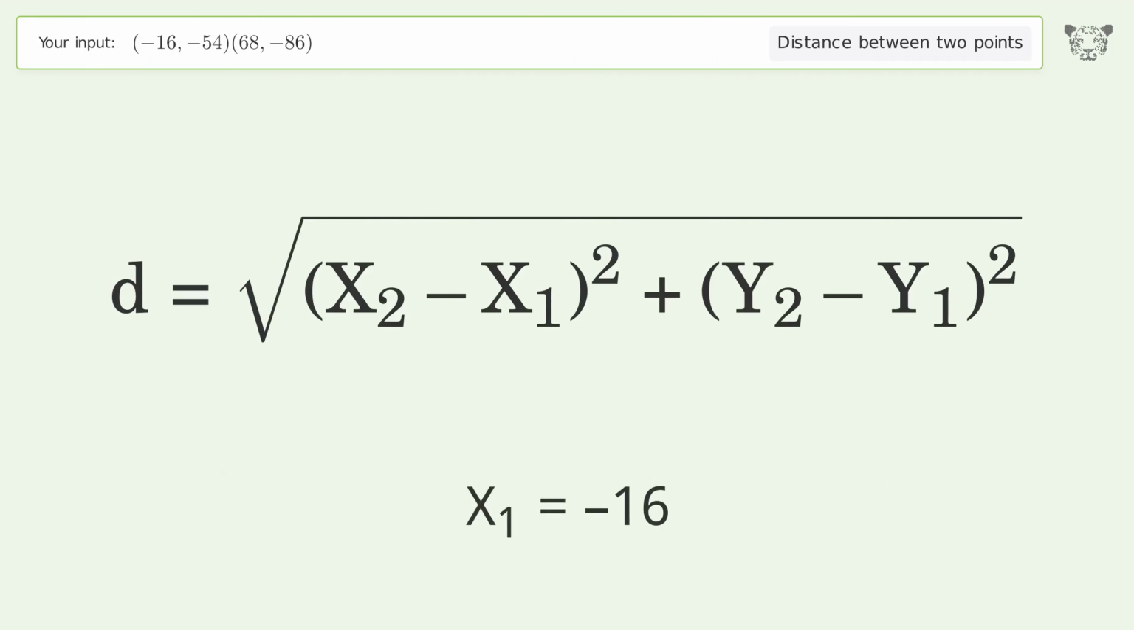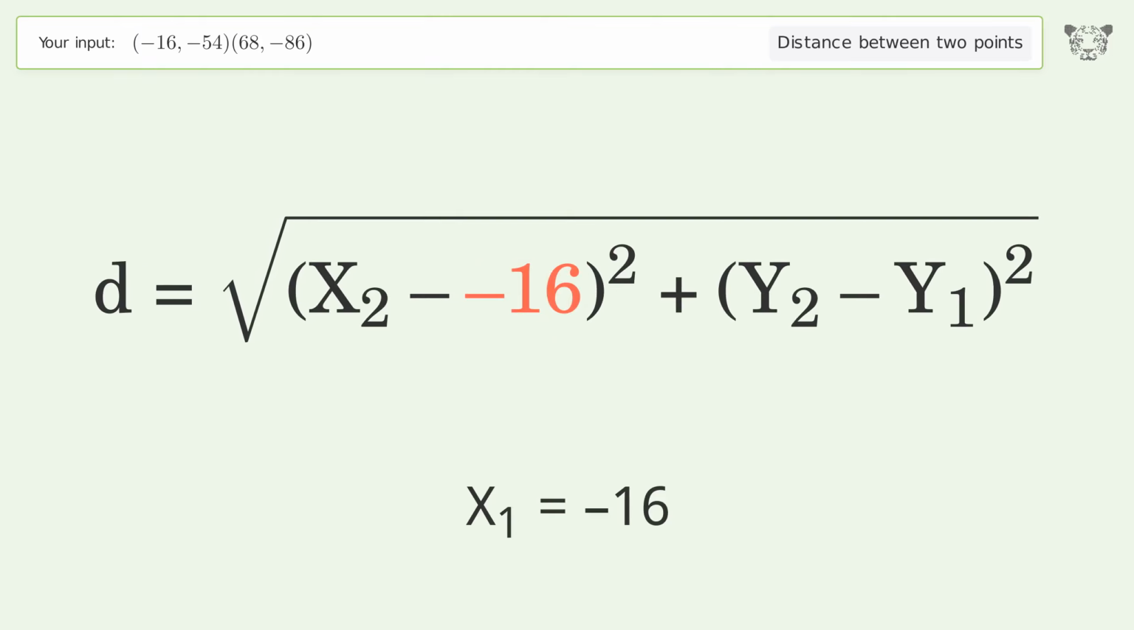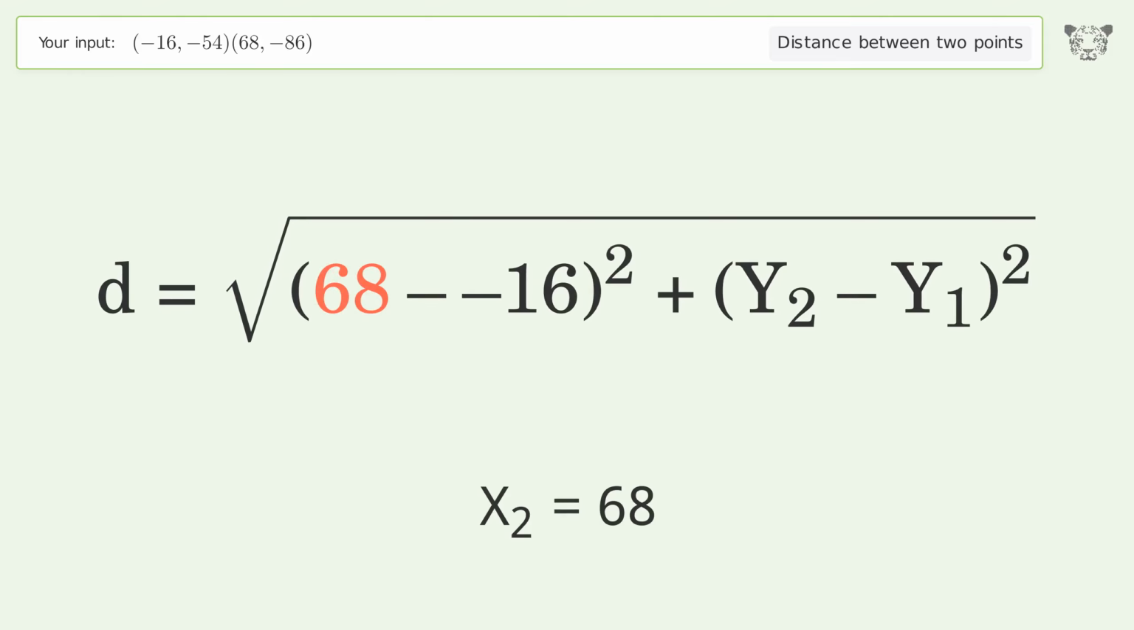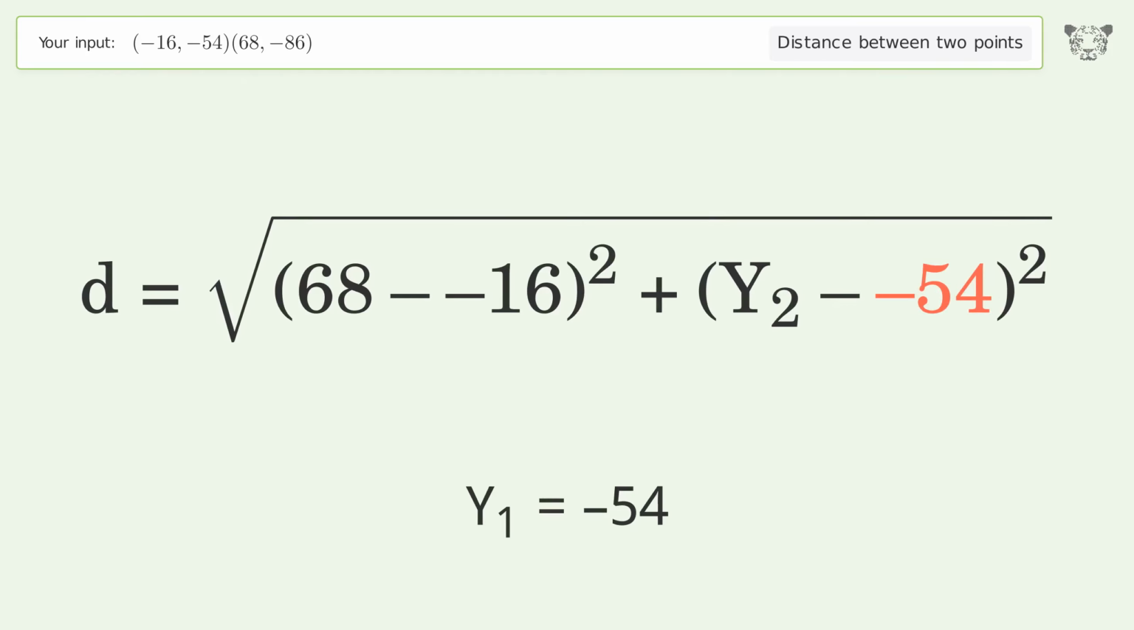x1 equals -16. x2 equals 68. y1 equals -54. y2 equals -86.